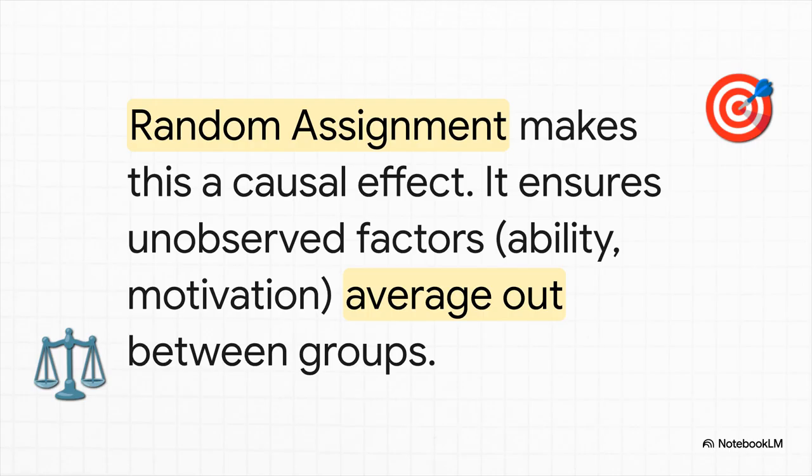It ensures that all that other stuff, the things in the U term, like motivation, natural ability, luck, it all gets averaged out between the two groups. It's the best way we have to solve that tricky correlation versus causation problem.